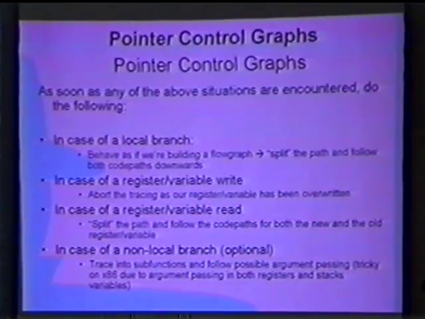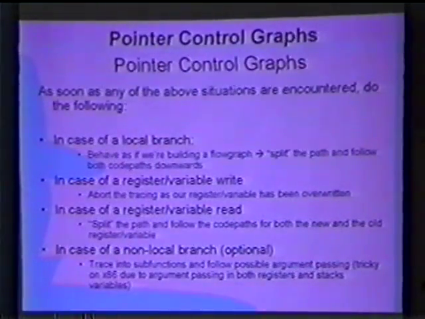If you encounter any of the above situations, you'll need to do different things. In case of a local branch, you don't really care. You do the same thing as you do with the flow graph, because you want your data flow analysis to be flow sensitive. You want to know if there's a branch and a certain bit of code is being skipped and so on. Secondly, if you have a write to your register, you abort the tracing, because the pointer you're tracking is no longer there. It has been overwritten.